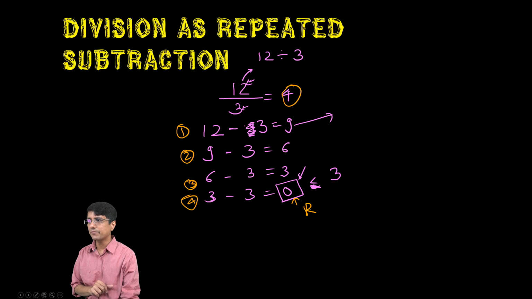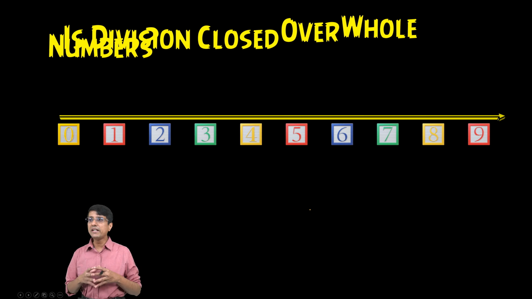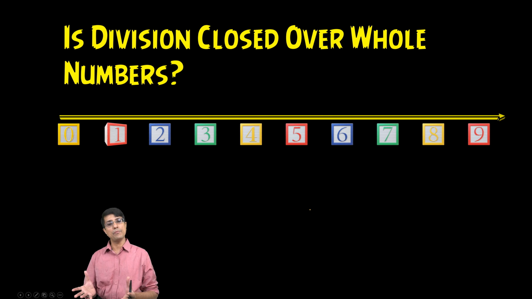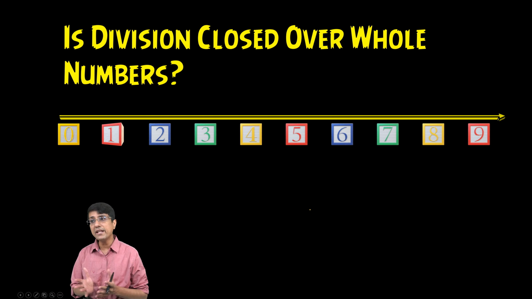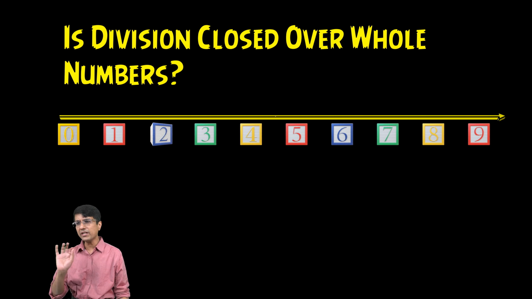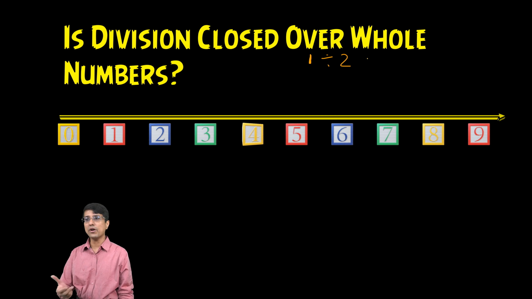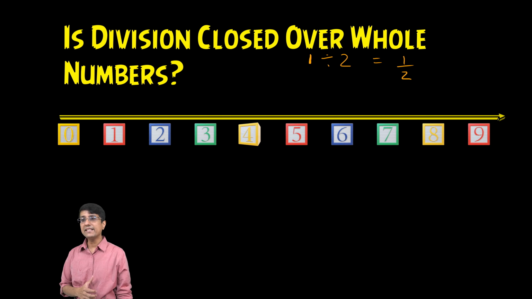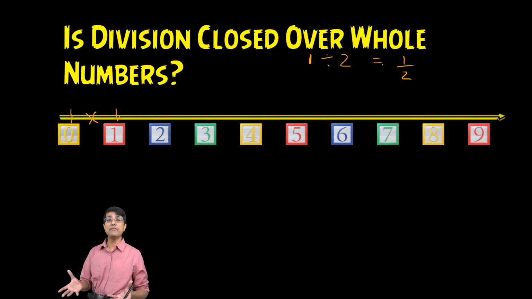And why are we studying this? Because now we'll look at whether division is actually closed over whole numbers. So there are 2 reasons why division is not closed over whole numbers. The first reason is actually very simple. Let's take 2 whole numbers, 1 and 2, and let's do 1 divided by 2. What happens? The answer in this case is half. If you notice, half is not a whole number. It is not 0, it is not 1. It is between 2 whole numbers, 0 and 1. So right off the bat, we were able to show this.